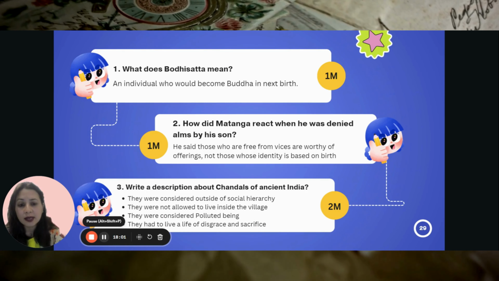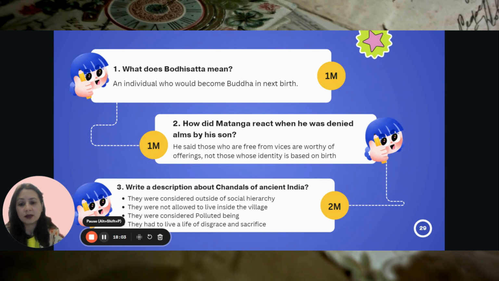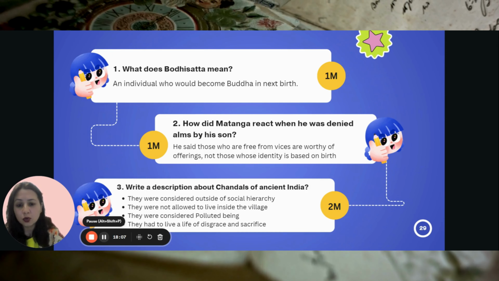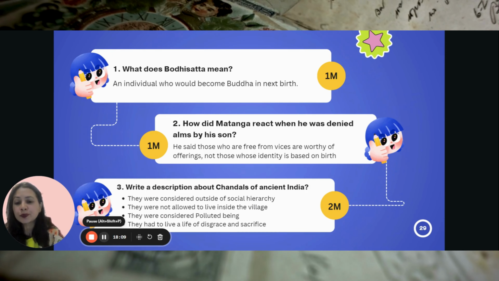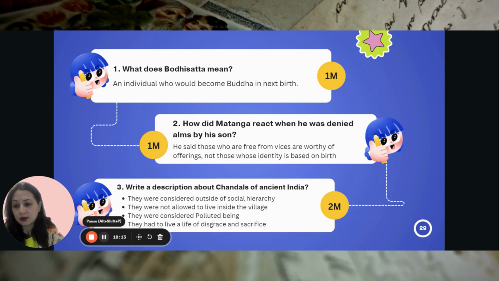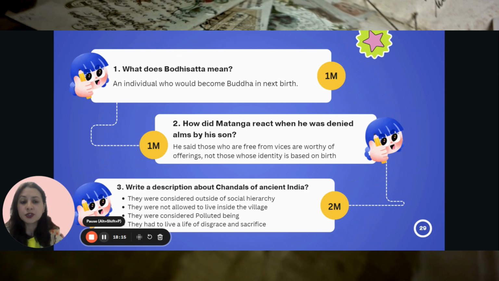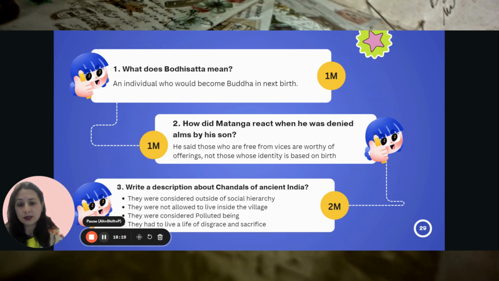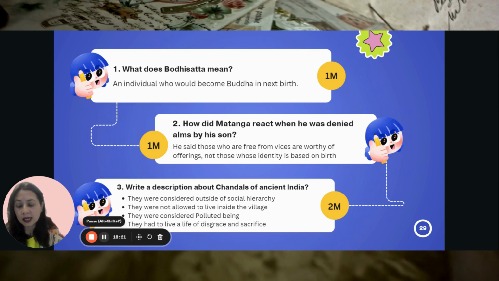How did Matanga react when he was denied alms by his son? He said, those who are free from vices are worthy of offerings, not those whose identity is based on birth. So Matanga believes that it is the action, not our birth, which decides who we are going to be. Our actions speak about us and our identity.